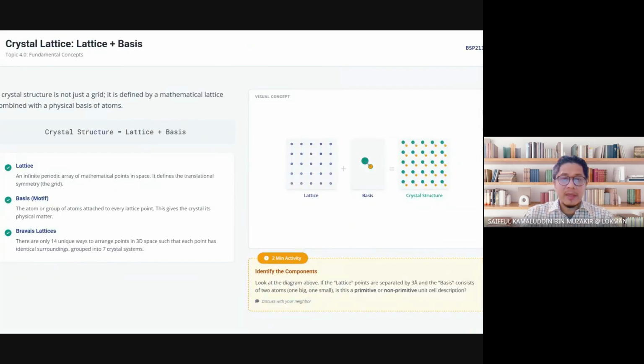So let us take a look at the next slide, the crystal lattice and lattice plus basis.